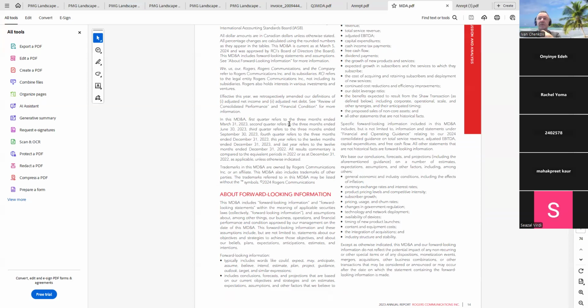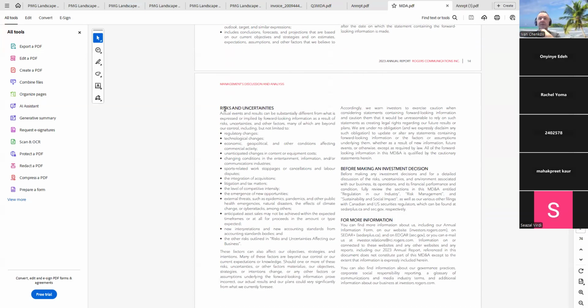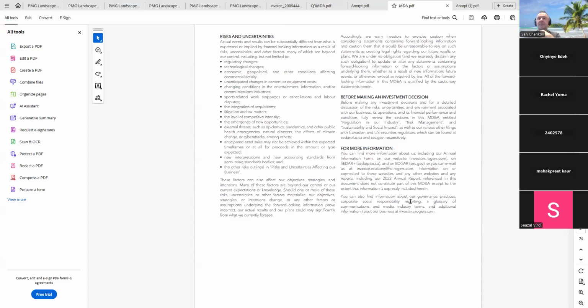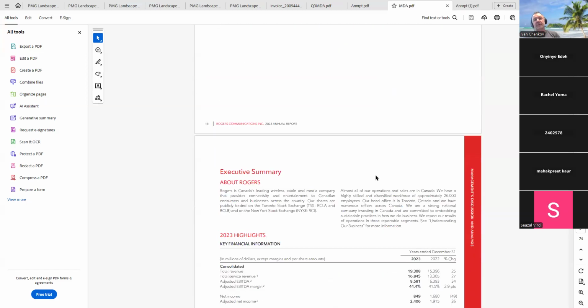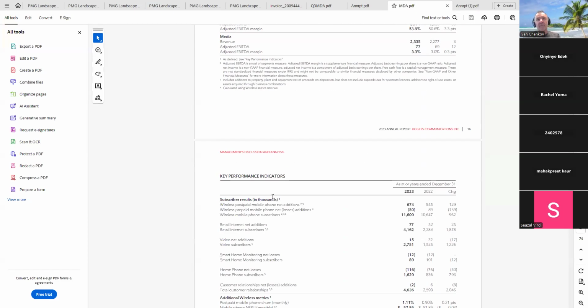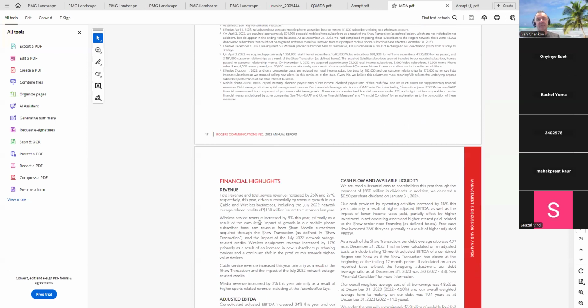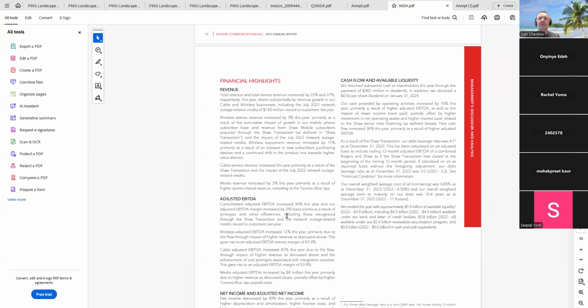It lets you, as a manager, see where this company is planning to go. And they're discussing here the risks and uncertainties, what's important before making an investment decision, and where to get more information. And again, they briefly give you the key financial information here. Key performance indicators, again repeated in here with the ratios, those ratios coming from the financial statements. And you keep going with the cash flow explanation.